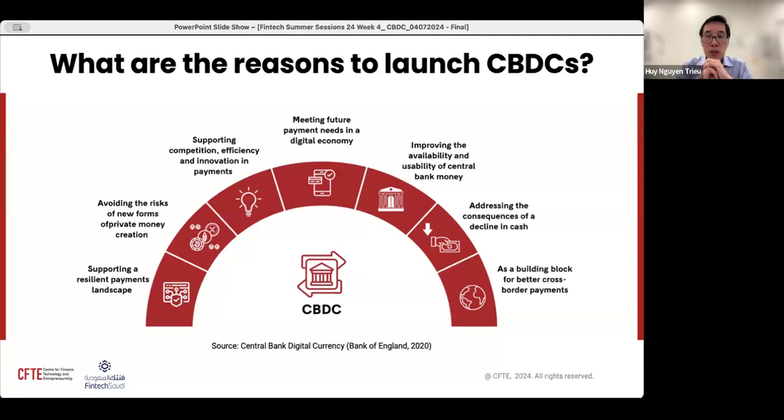So if you think of the reasons to launch CBDCs, there are all those different reasons, but the first one usually is that there needs to be some kind of version of money in the digital world. So that's the reason why CBDC has to be there. And after that, you could have all those different reasons which you have mentioned and which we will see in the case studies.